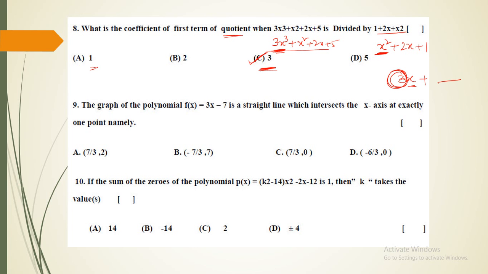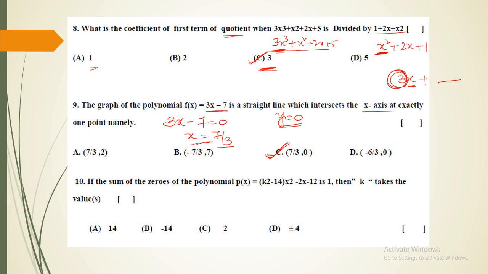Next, the graph of the polynomial f of x is equal to 3x minus 7, a straight line, intersects the x-axis. If it intersects the x-axis, that means on the x-axis the y value will be equal to 0. That means this linear polynomial becomes 0. So 3x minus 7 is equal to 0, which means x is equal to 7 by 3. So x is equal to 7 by 3 and y is equal to 0. This is nothing but the point which satisfies that particular condition.